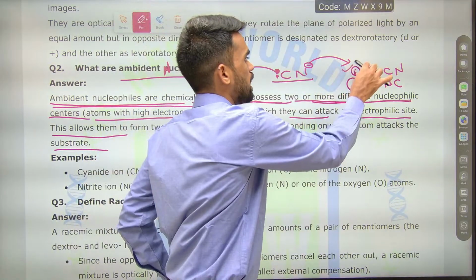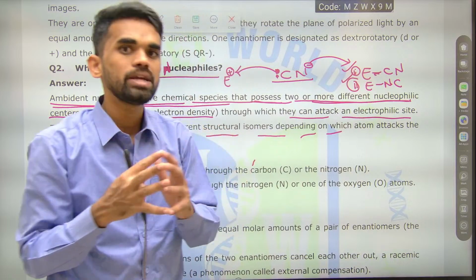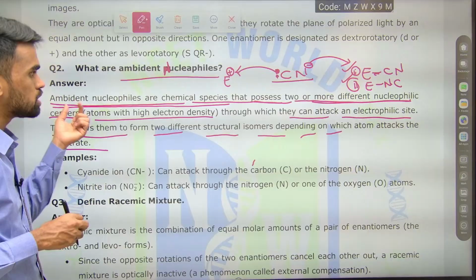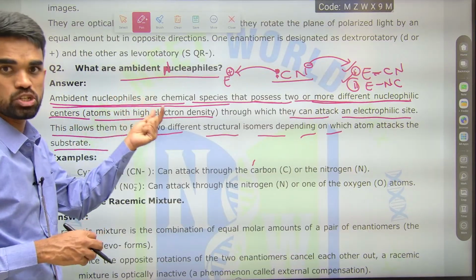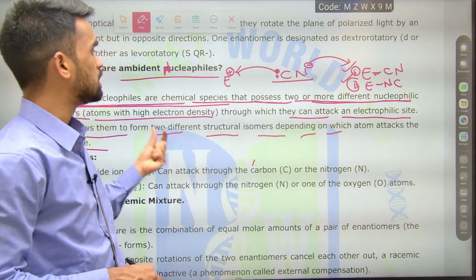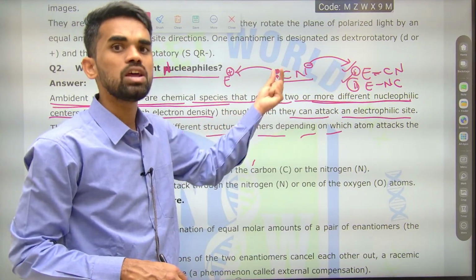So this is what happens when an ambidentate nucleophile is involved. So what are ambidentate nucleophiles? Ambidentate nucleophiles are chemical species that possess two or more different nucleophilic sites that can attack the electrophilic center.